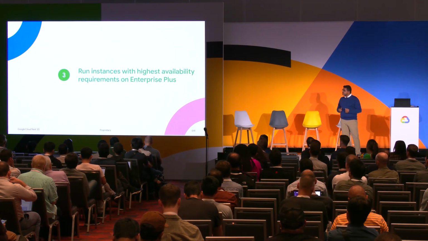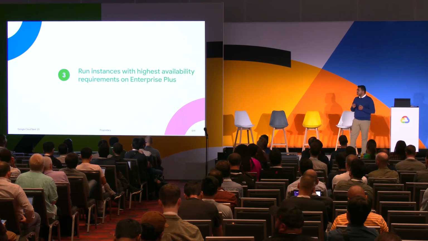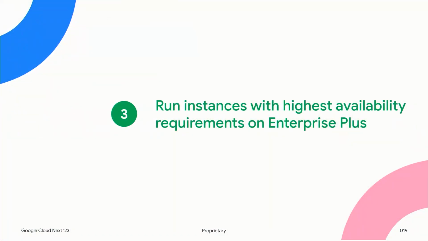So that brings us to our third best practice, which is that if you want to run your instances with the highest availability possible, consider running those on Cloud SQL Enterprise Plus. Again, this may not be the requirement for your entire fleet. You may have some production instances where you do not actually need such low downtime, but for the ones that you really do, Enterprise Plus is a fantastic choice.